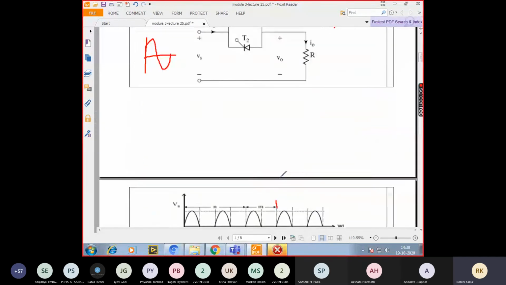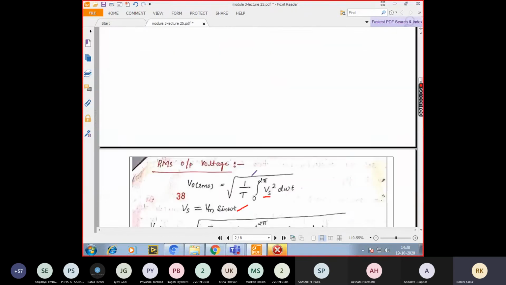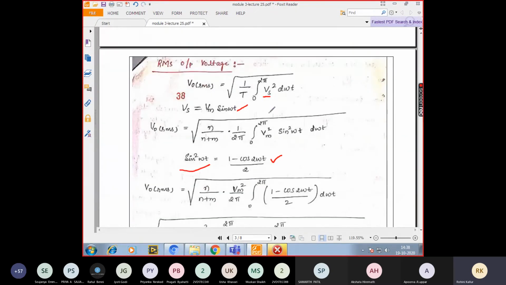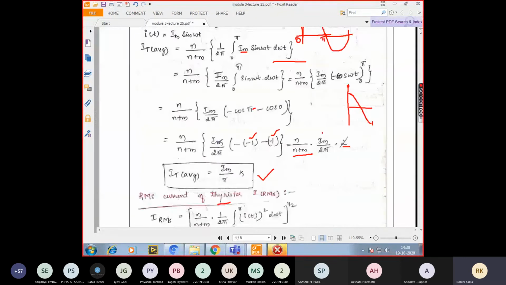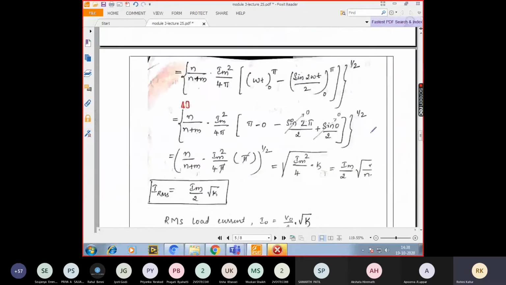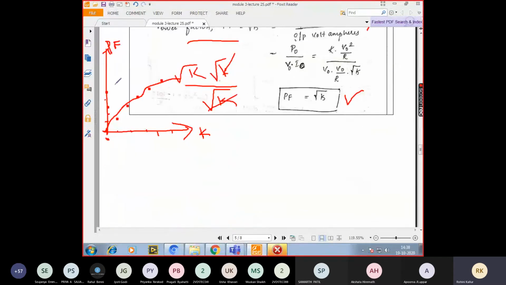Explain the circuitry, draw this waveform and explain this waveform, and along with this, you need to be writing RMS output voltage, then average thyristor current, RMS current of thyristor, then RMS load current, load power, power factor, and then this particular graph. Normally this will be a question for 10 to 12 marks.